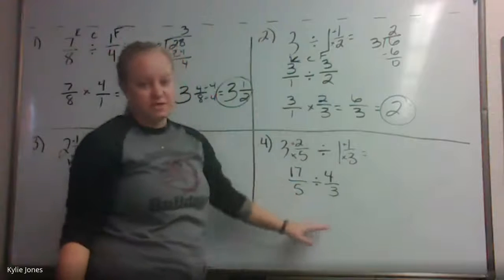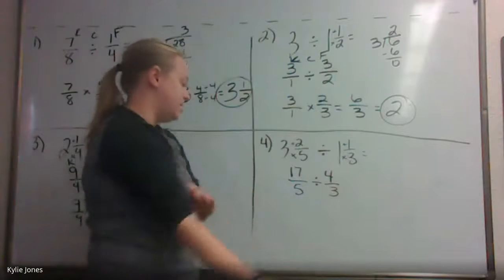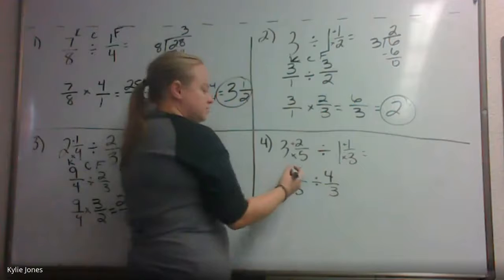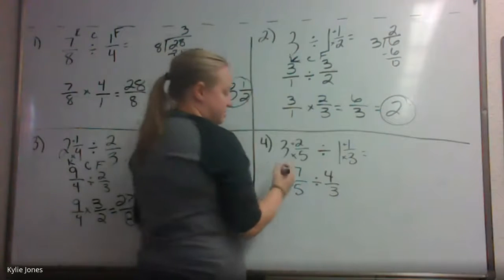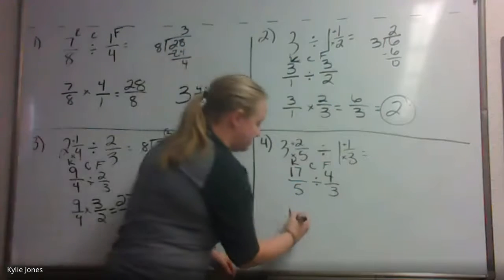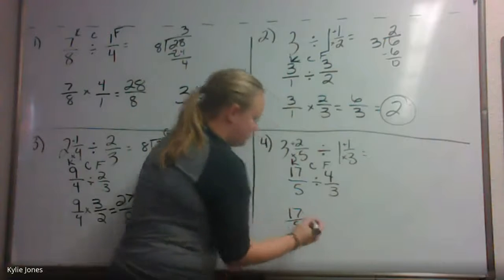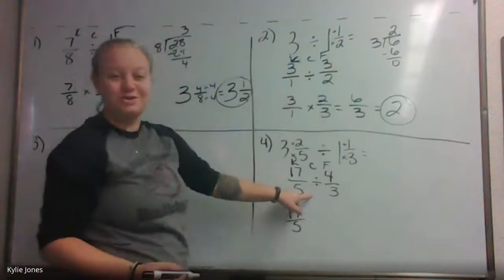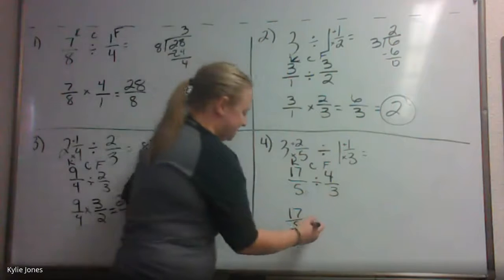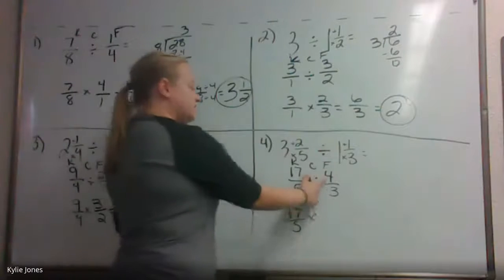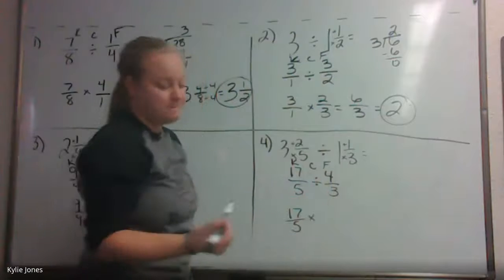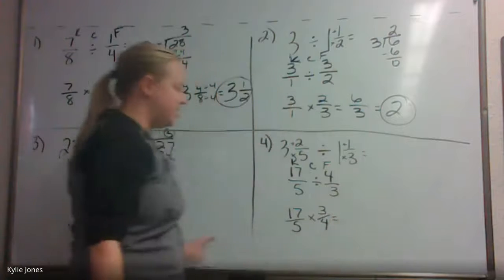Now that we have 2 fractions, what's my process? What do I do now? You gotta flip them. Keep, change, flip. We're going to keep 17/15 the same. We're going to change our division to what? Multiplication. And then what does 4/3 flip to become? 3 over 4. Good. Now we need to multiply.